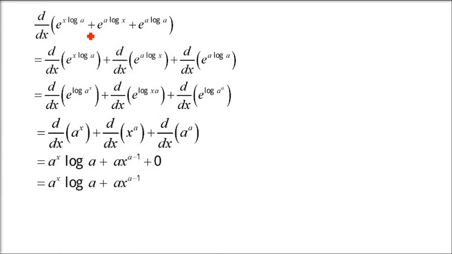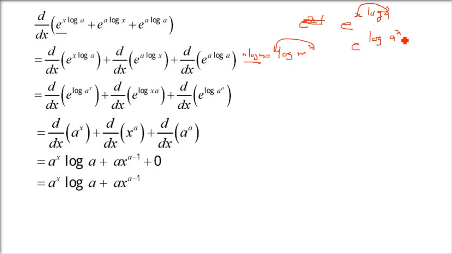Now d by dx of e to the power x log a. Now everything is e to the power something. So there is a concept you need to understand, that e raised to x log a. What do we do? You know that if I write log m to the power n, it's equivalent to n log m; n comes to the front of the log. So you will take this x to the power of a, so this is e raised to log a to the power x.